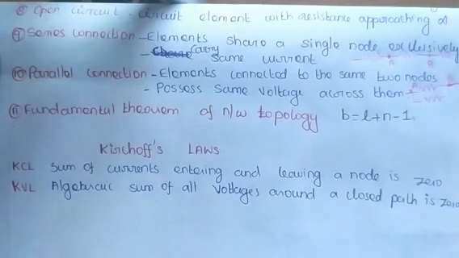Next we shall see Kirchhoff's laws. Kirchhoff's current law states that the sum of the currents entering and leaving a node is 0, and Kirchhoff's voltage law states that the algebraic sum of all the voltages around a closed path is 0.